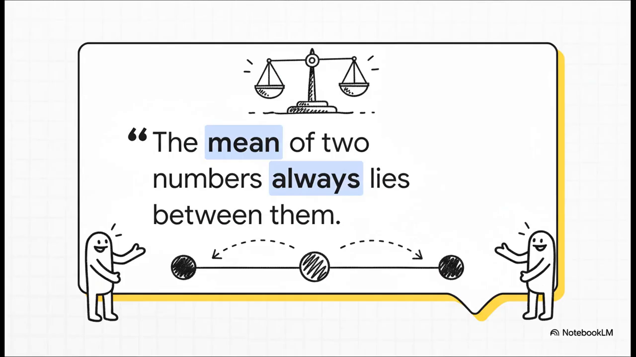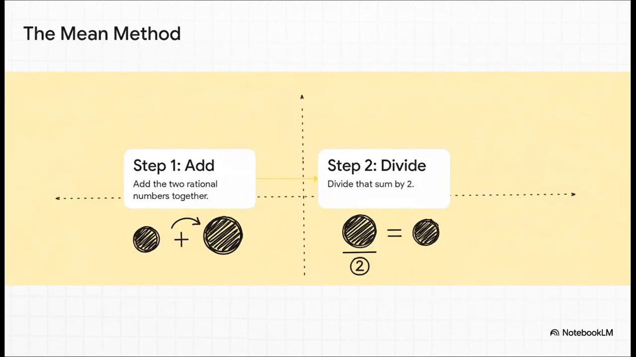The basic idea here is a fundamental rule in math. The average, or the mean, of any 2 numbers will always be found right in the middle of them. It's the perfect halfway point. And using it couldn't be easier. It's just 2 steps. First, add the 2 numbers together. Then, you just divide that sum by 2. That's it. You've just found the exact center.